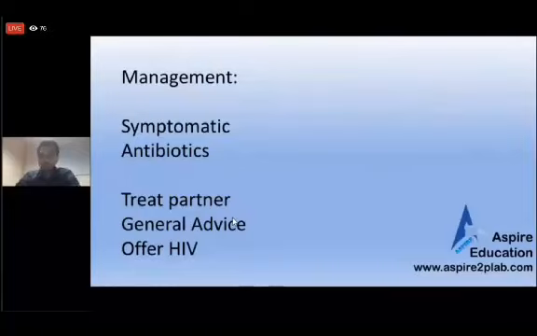What is the general advice? Always use condoms when having sex to avoid STIs or PIDs. Then we always offer HIV testing to any patient who comes with PID or STIs because they may be having multiple partners and unprotected sex, so it's always better to offer it. Here you don't do an HIV test before asking the patient, so you always ask the patient when you do an HIV test.